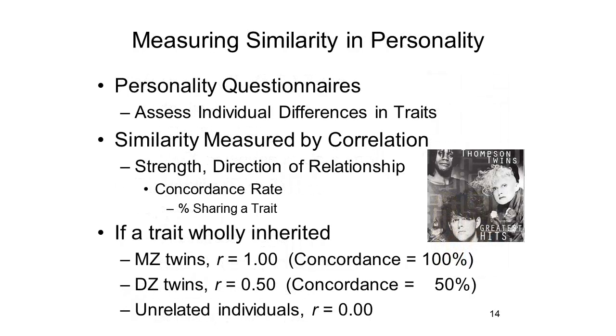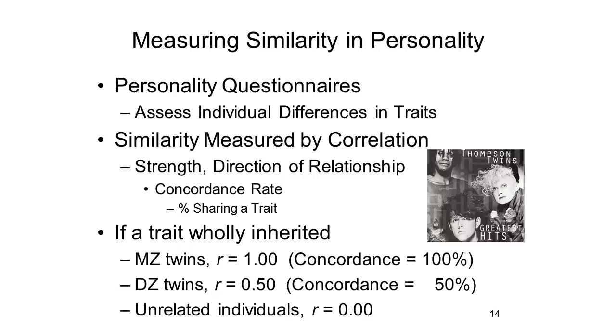The usual technique in twin studies of personality is to administer some personality inventory, like the NEO personality inventory, to a large sample of monozygotic and dizygotic twins, thus obtaining scores representing each individual's standing on each personality trait measured by the inventory. Then we measure the similarity of the twins on each trait by means of the correlation coefficient. You'll remember that this is a statistic that summarizes the direction and strength of the relationship between two variables, for example, between extroversion in one twin and extroversion in the other.